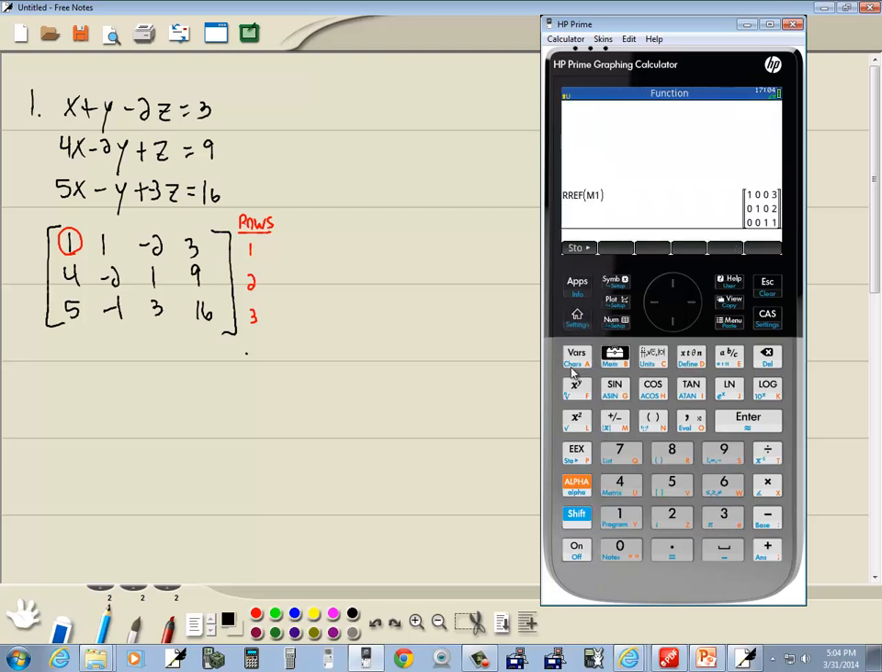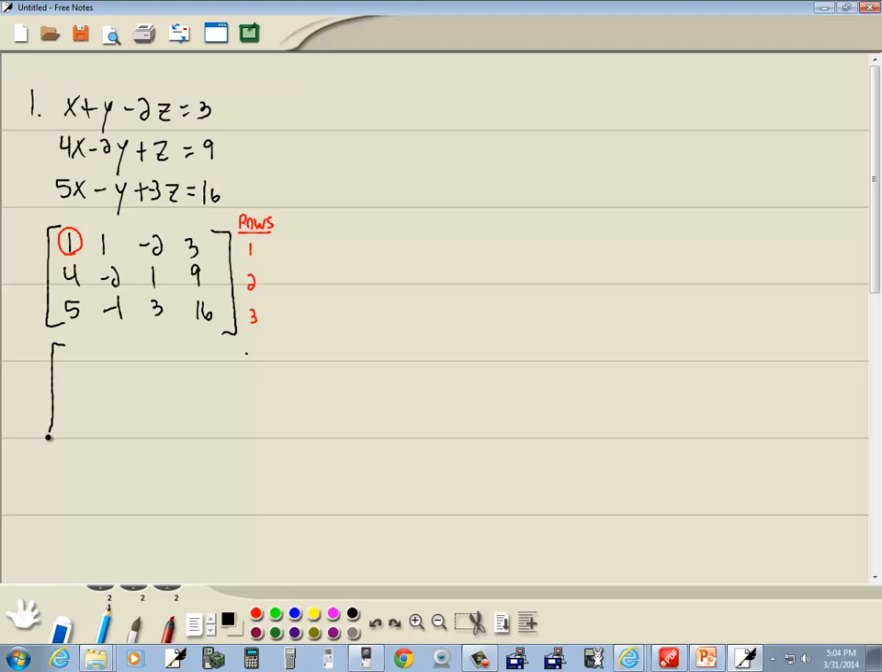Okay, press home. Well, the first goal was to get a 1 here. We have a 1 there. So let me go down to the next step. With Gauss-Jordan elimination, after we get a 1 in that position, we want to get zeros in the entries right below it. And you have to figure out how to get that.